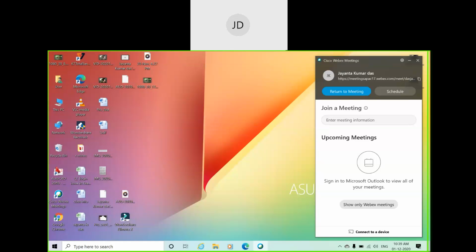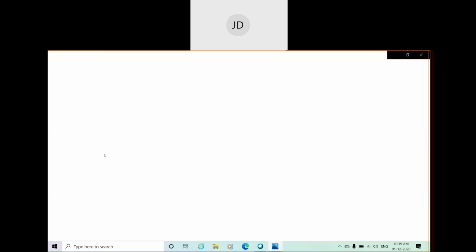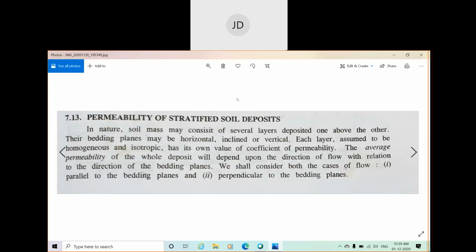Okay, so first let me share my screen. I believe the screen is visible to you. So today also I am going to present one screenshot which is taken from the book of soil mechanics written by B.C. Punmia. Okay, so we are going to discuss permeability of stratified soil deposit.